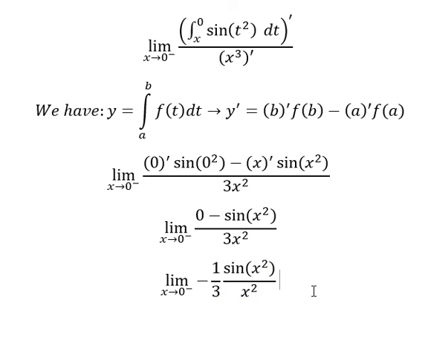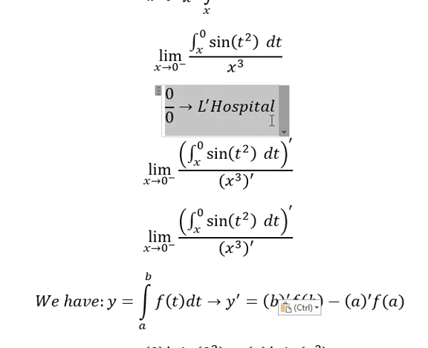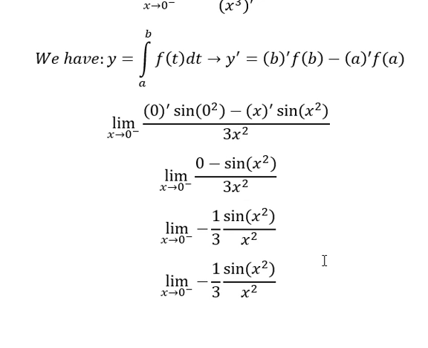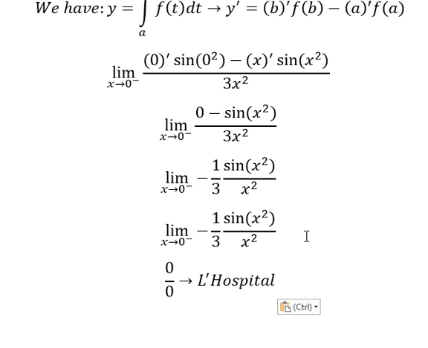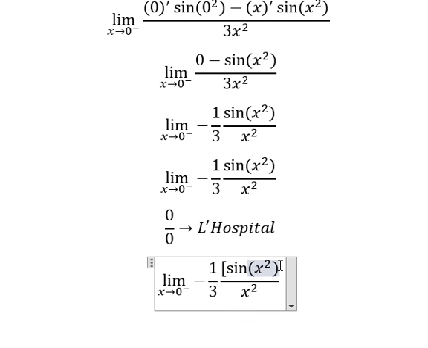So when s approaches 0, we put 0 here and 0 here. We still get 0 over 0. Now we need to take the first derivative of the numerator and the denominator.